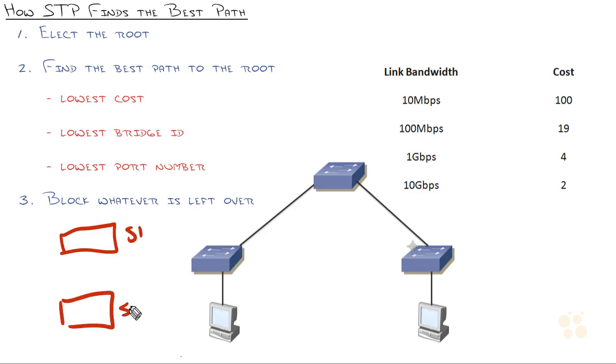Switch 1 connected to switch 2, and you take cables and go chunk, chunk. Equal speed, so the cost is tied. Same switch, so the bridge ID is tied. Now you've got the port number that breaks the tie. The one with the lower port number, let's just say that's port 1, wins. The higher port number gets blocked.